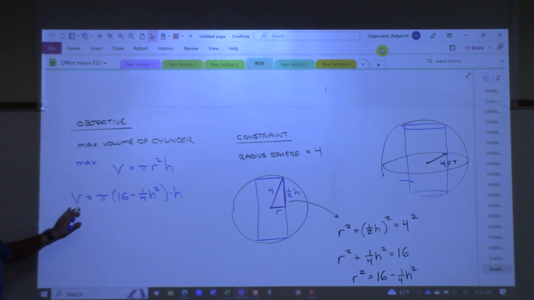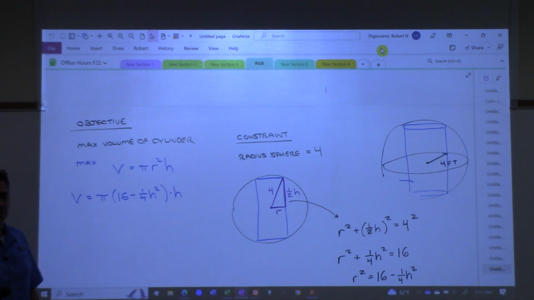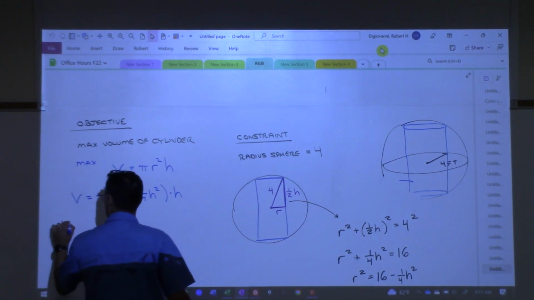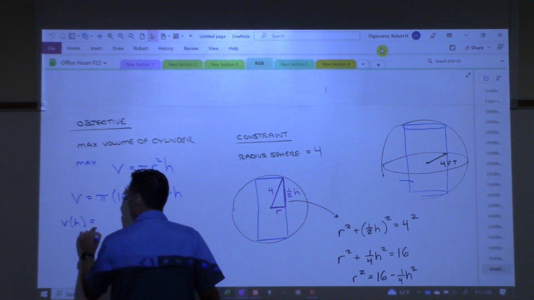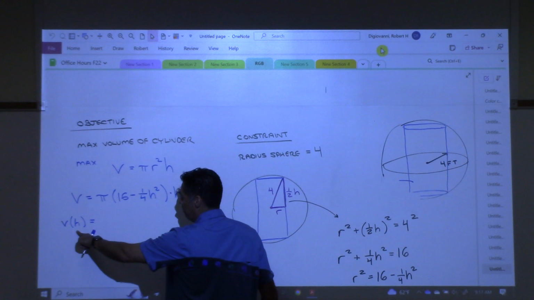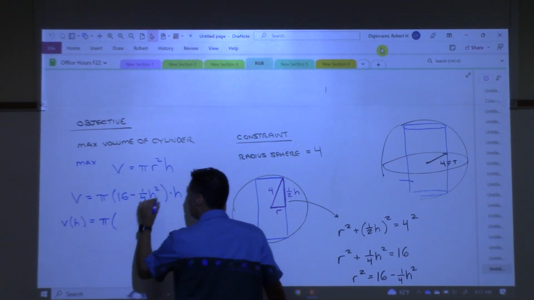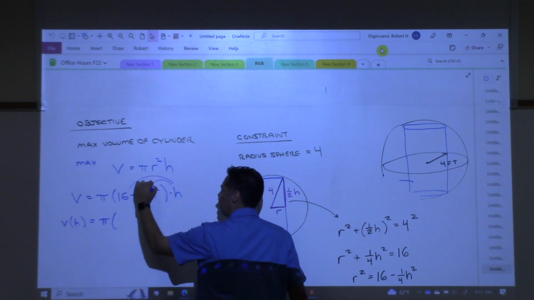Is the volume now dependent on one variable alone? Yes, right? It just depends on h. So you give me h, I give you the volume of the cylinder. So now I can look at the volume as a function of a single variable h. I'm just changing the notation to let everyone know I've got it to a function of a single variable. Then I have pi. And then what I'm going to do is go ahead and just distribute the h through here.